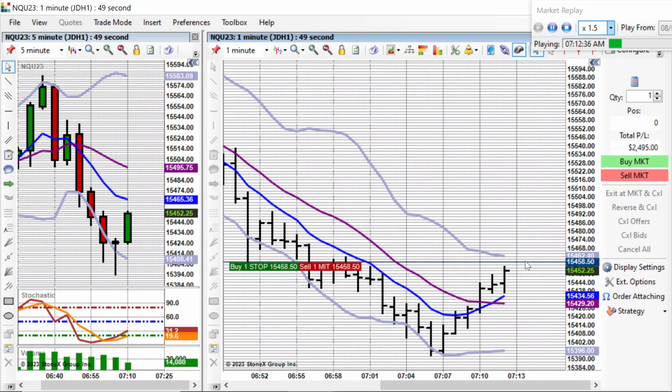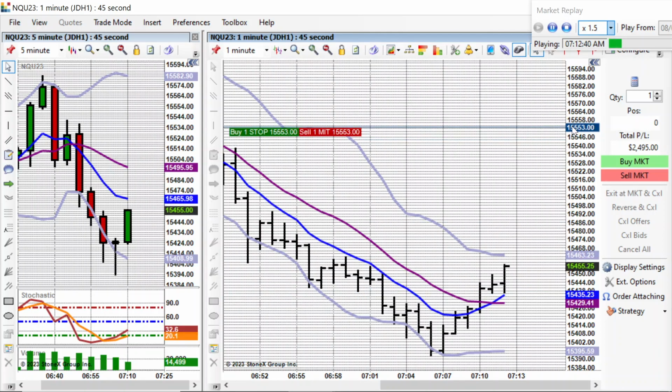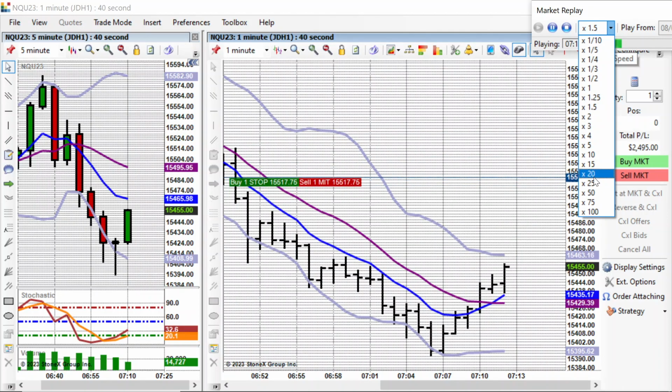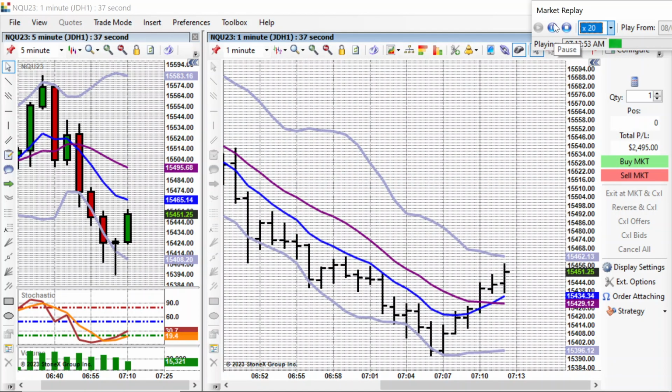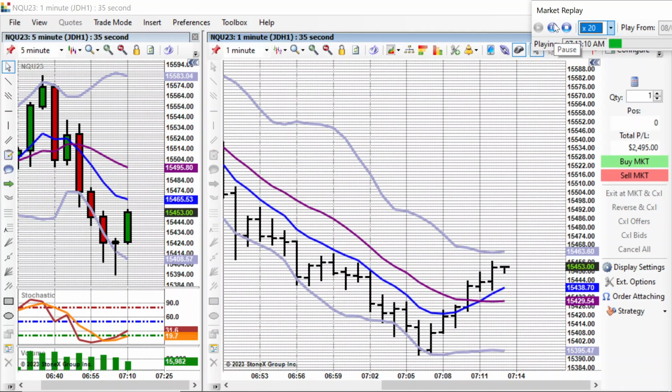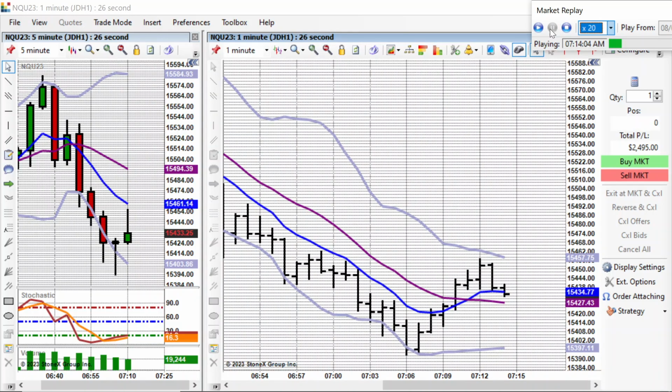And so I want to see a reversal bar here close to the ADMA before I enter. So I'll just speed that up again. That looks like a reversal bar here. Okay, let's continue with that.